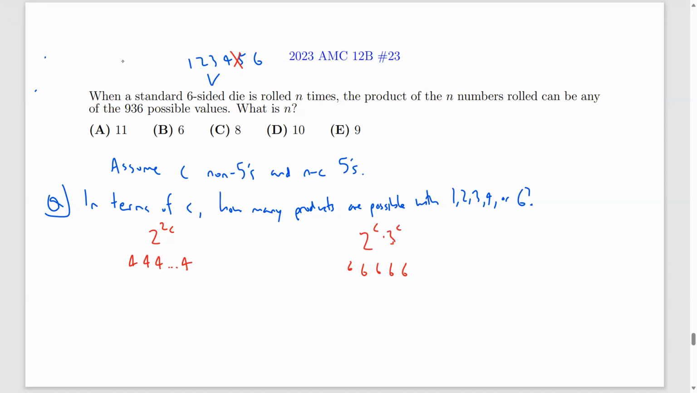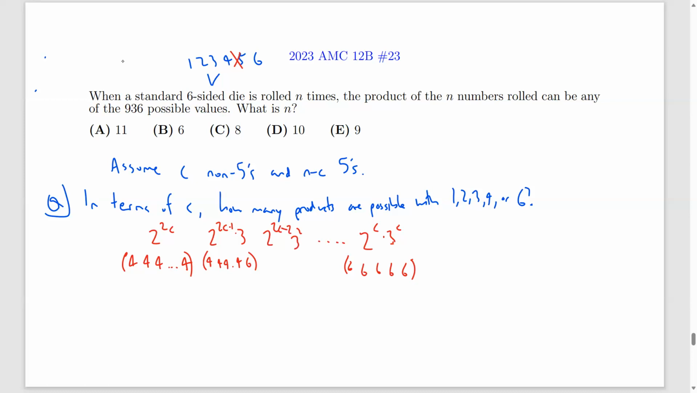Now let's look at another case where maybe I don't roll all fours or sixes, but I roll some combination of fours and sixes. If I rolled all fours except for one 6, then the product would be 2 to the 2C minus 1 times 3. Similarly, if I rolled all fours except for two sixes, then my product would be 2 to the 2C minus 2 times 3 squared. So each of these products can be obtained by rolling only fours or sixes.